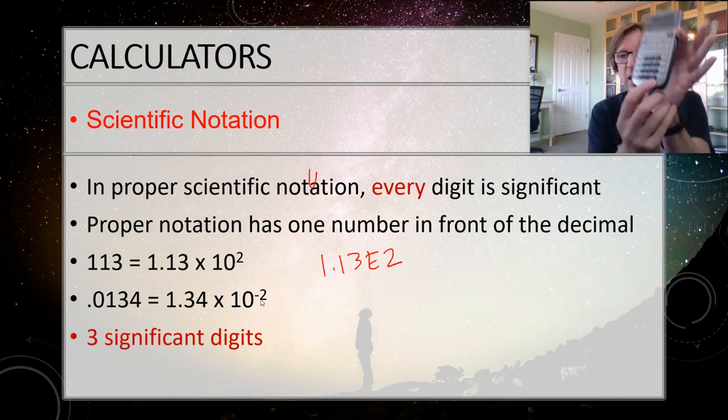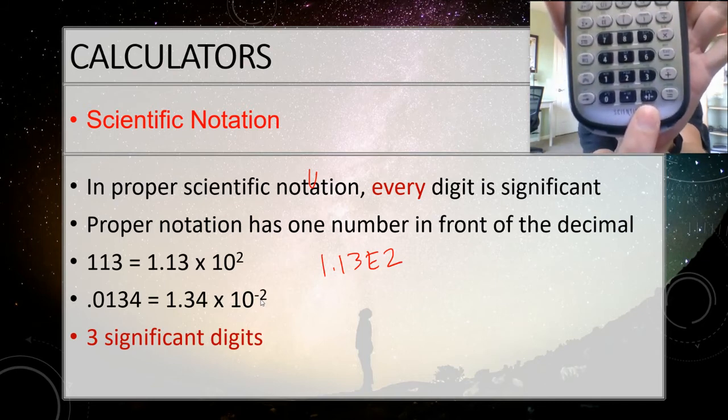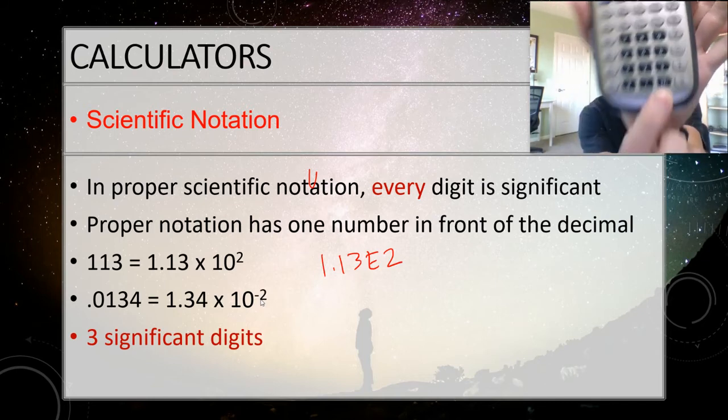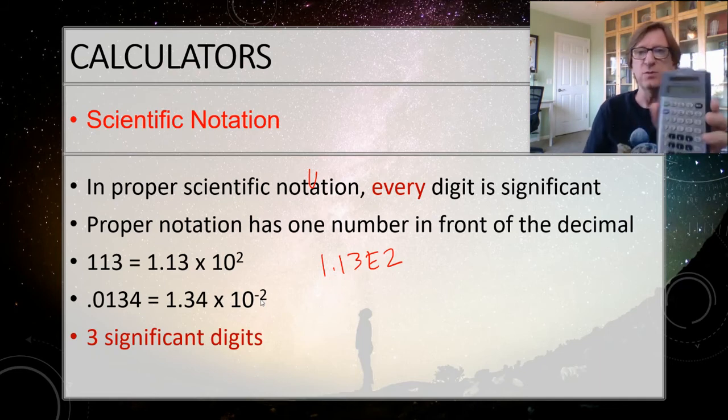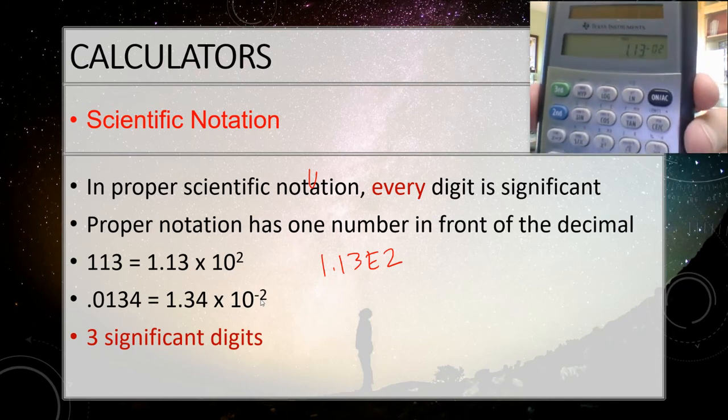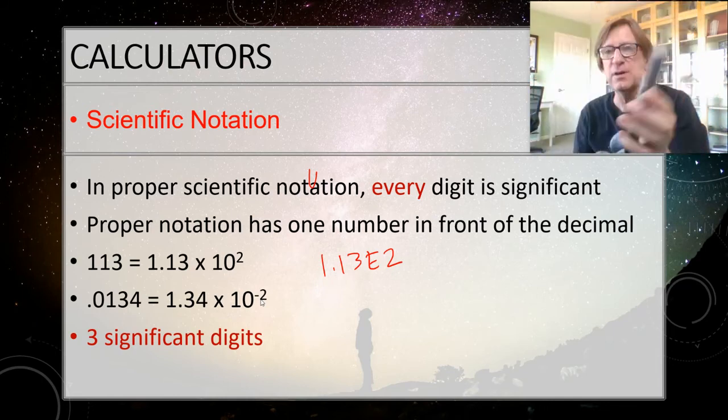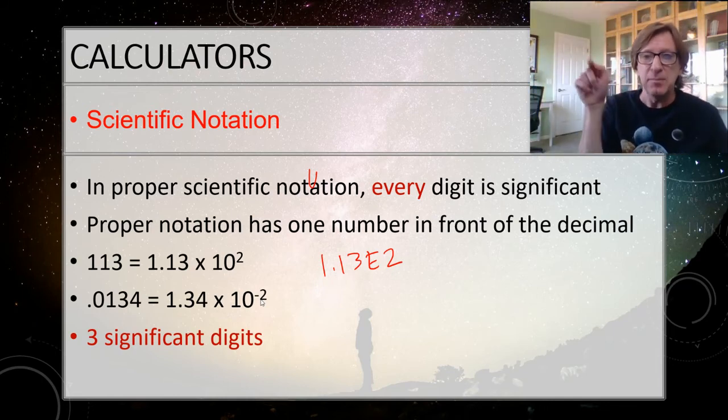Now on mine, I need to hit the plus minus button here. Don't hit the subtract button. Hit the plus minus button, and then it would be 2. So on my calculator, it looks like this. On your calculator, it might be 1.13 E minus 2.